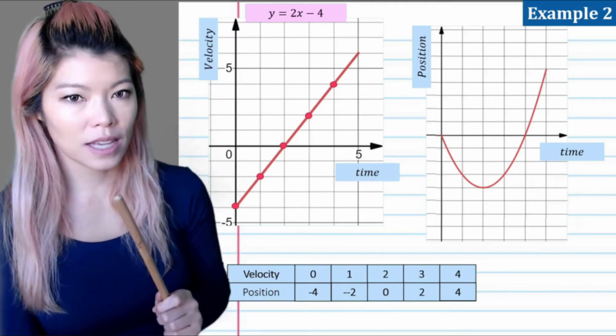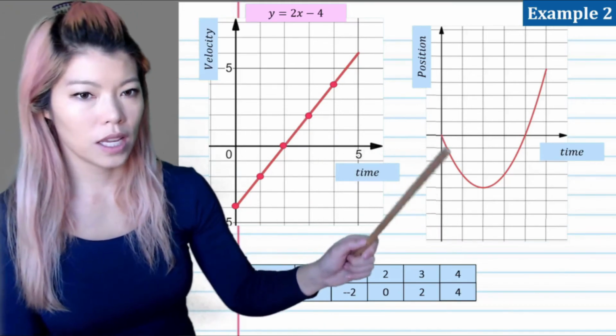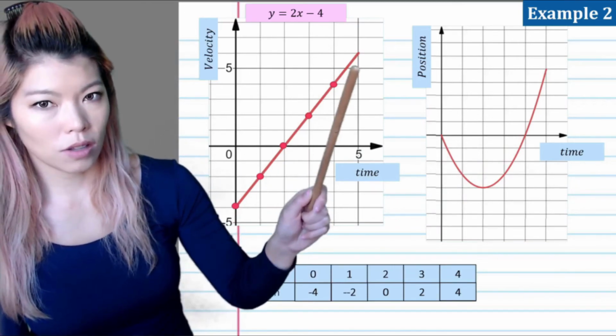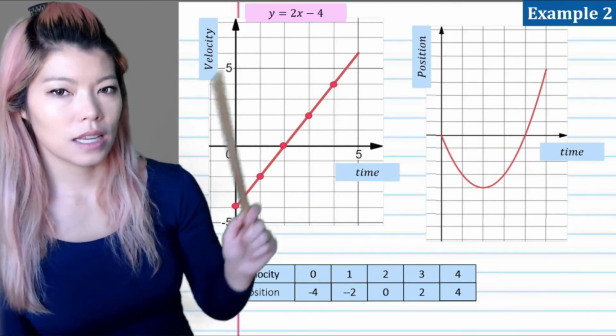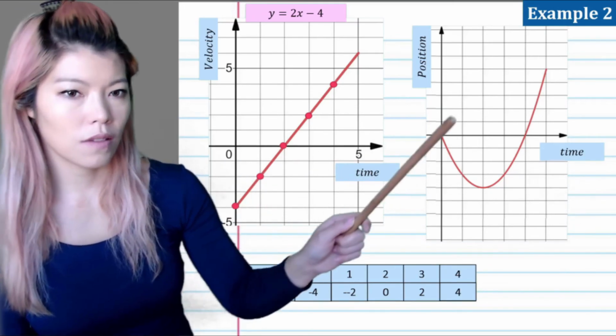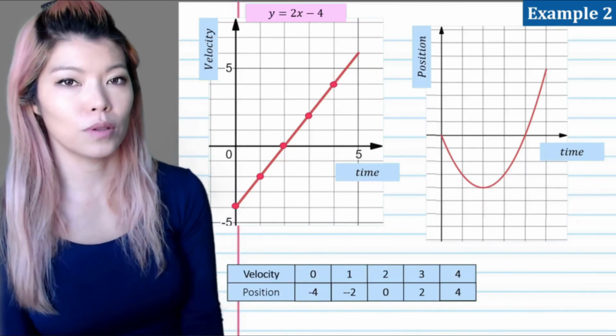So in the first example, we looked at position going to velocity, where each of these points gave the gradient, so the numbers on these dots. Whereas in this one, the velocity is the gradient of that, so each of these points gave the general shape of the position time graph, or the slope of the position time graph.